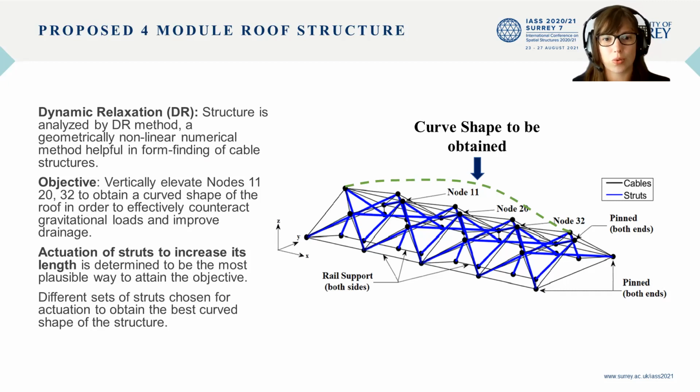So we're looking at nodes 11, 20, and 32 to be elevated, and we'll be changing the shape and evaluating different options for those particular nodes. It's pinned at the ends and has rail supports on the sides, so it can allow some movement of the intermediate joints.